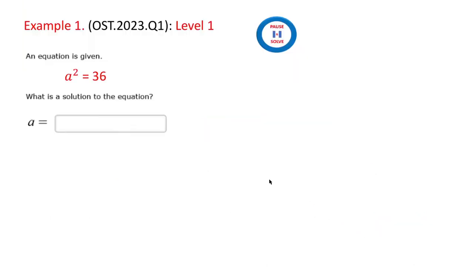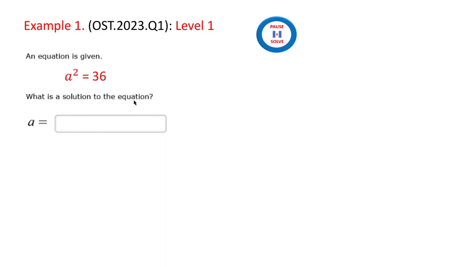Now we get to the examples. This example is Ohio State Test 2023, question number 1, level 1. Every time you see this picture, you can pause the video, solve the problem, and come back to check your answer. An equation is given, a squared is equal to 36. What is a solution to the equation?